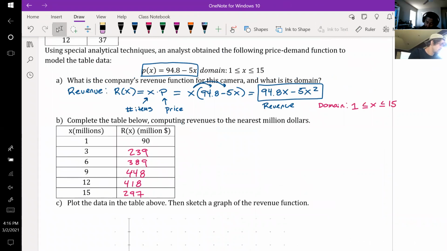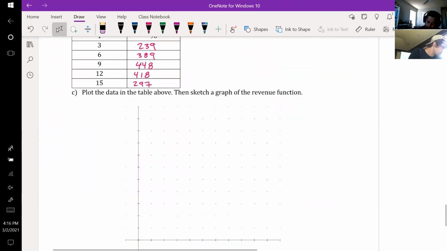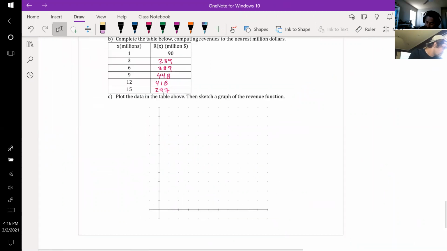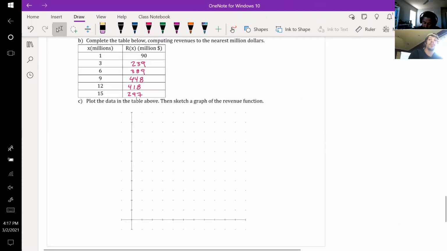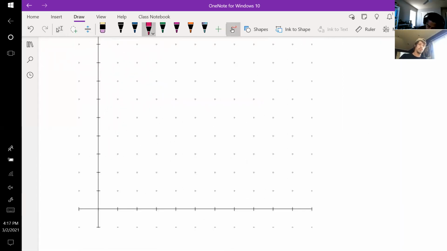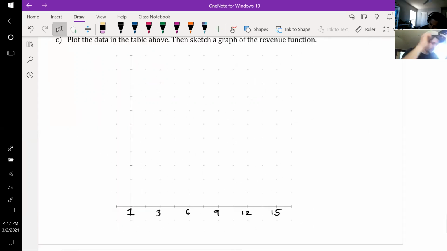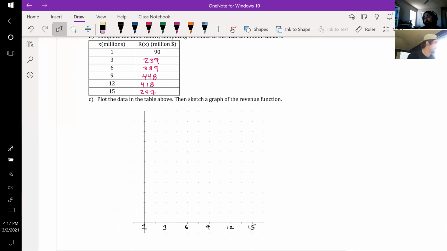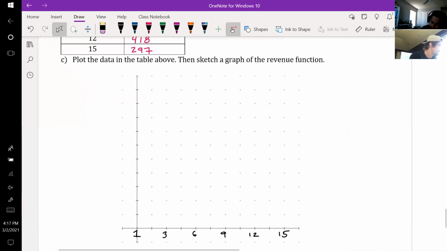Now, since we have created the table, it's going to ask us to graph it, plot the data in the table above, and then sketch a graph of the revenue function. Okay. So my X values are 1, 3, 6, 9, 12, 15. So I'm going to put that down below. Perfect. And then my Y values start at 90, go up to 448, and then end at 297. So let's go by hundreds. The key word here is sketch.